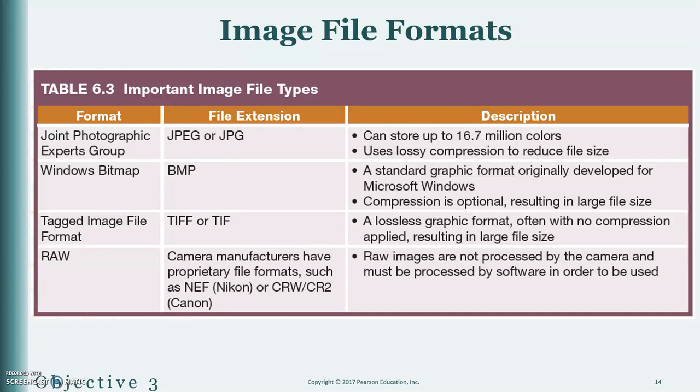And then RAW format. What that means is that the images aren't processed by the camera, and the only way they get processed is when you use the software that came with your camera. This is a proprietary file format, like NEF for Nikon, CRW or CR2 for Canon. If you buy that type of camera, and these are your high-level, professional cameras, you have to use different software to process those files.